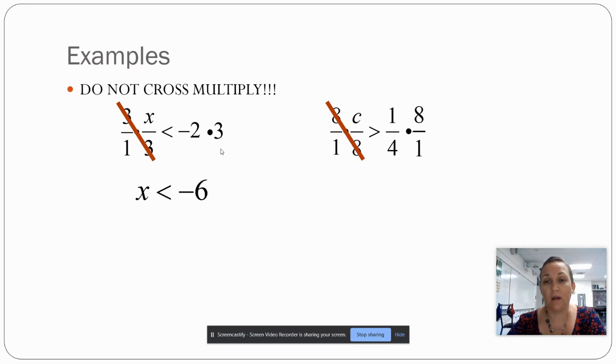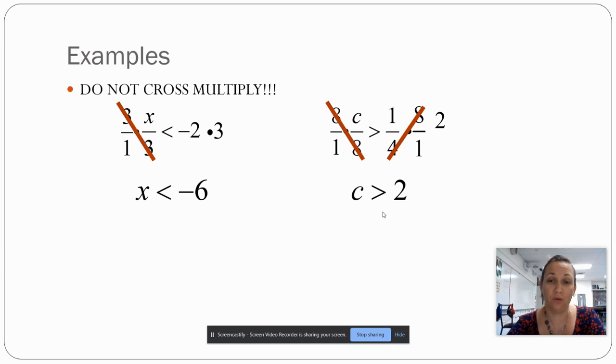On the right side, you can either multiply straight across, so you can do 1 times 8 from the top up here, and 4 times 1 down here, and you'll get 8 over 4. Or you can do this thing called cross-canceling. Cross-canceling is a type of division. 8 divided by 4 is 2. Not cross-multiplying, cross-canceling division. And so my final answer to this question is C is greater than 2.